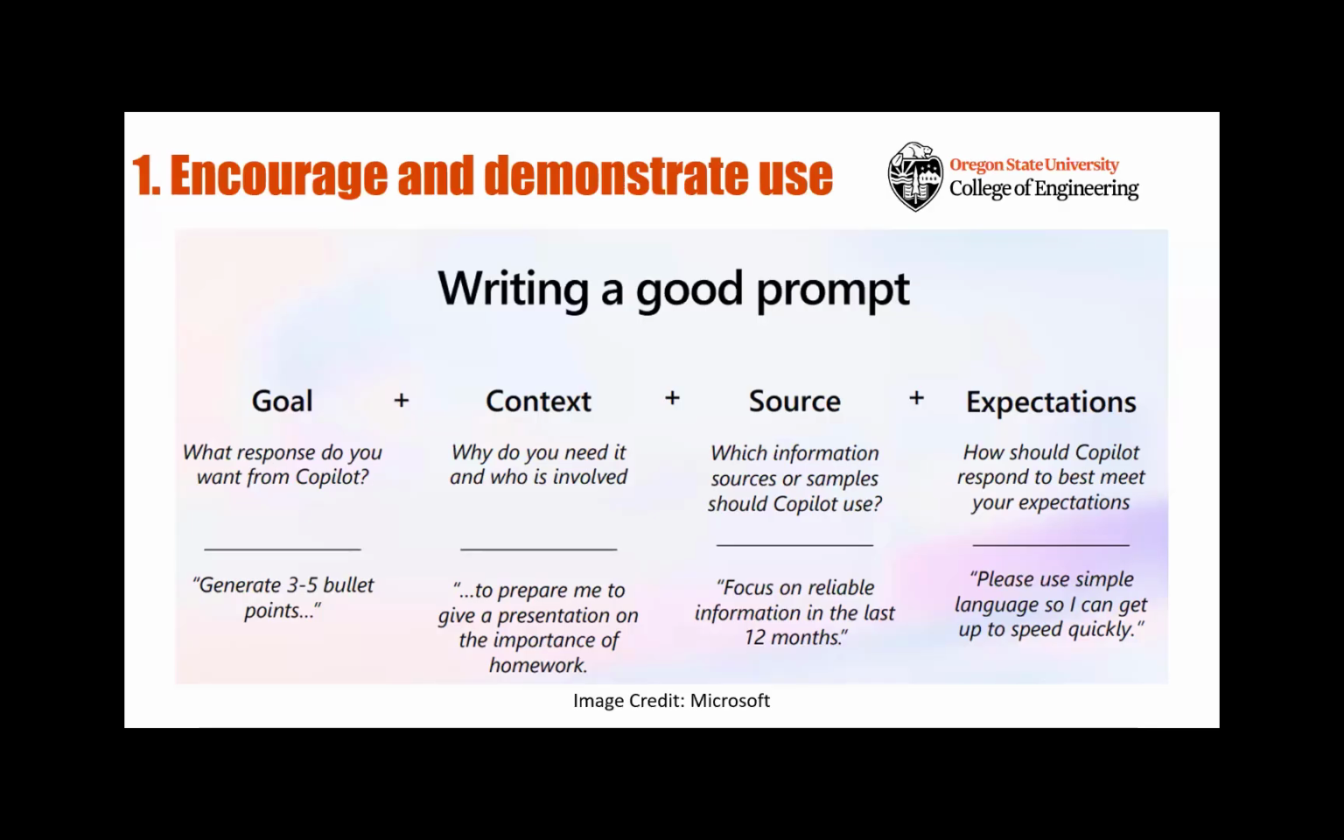But if we tried to add context, as opposed to letting the GPT product infer context, you can get a much, much better product. So here we have: generate 3 to 5 bullet points to prepare me a presentation on the importance of homework, focus on reliable information in the last 12 months, and use simple language so I can get to speed quickly. So providing goal, context, source, and expectations are critical to a good prompt.